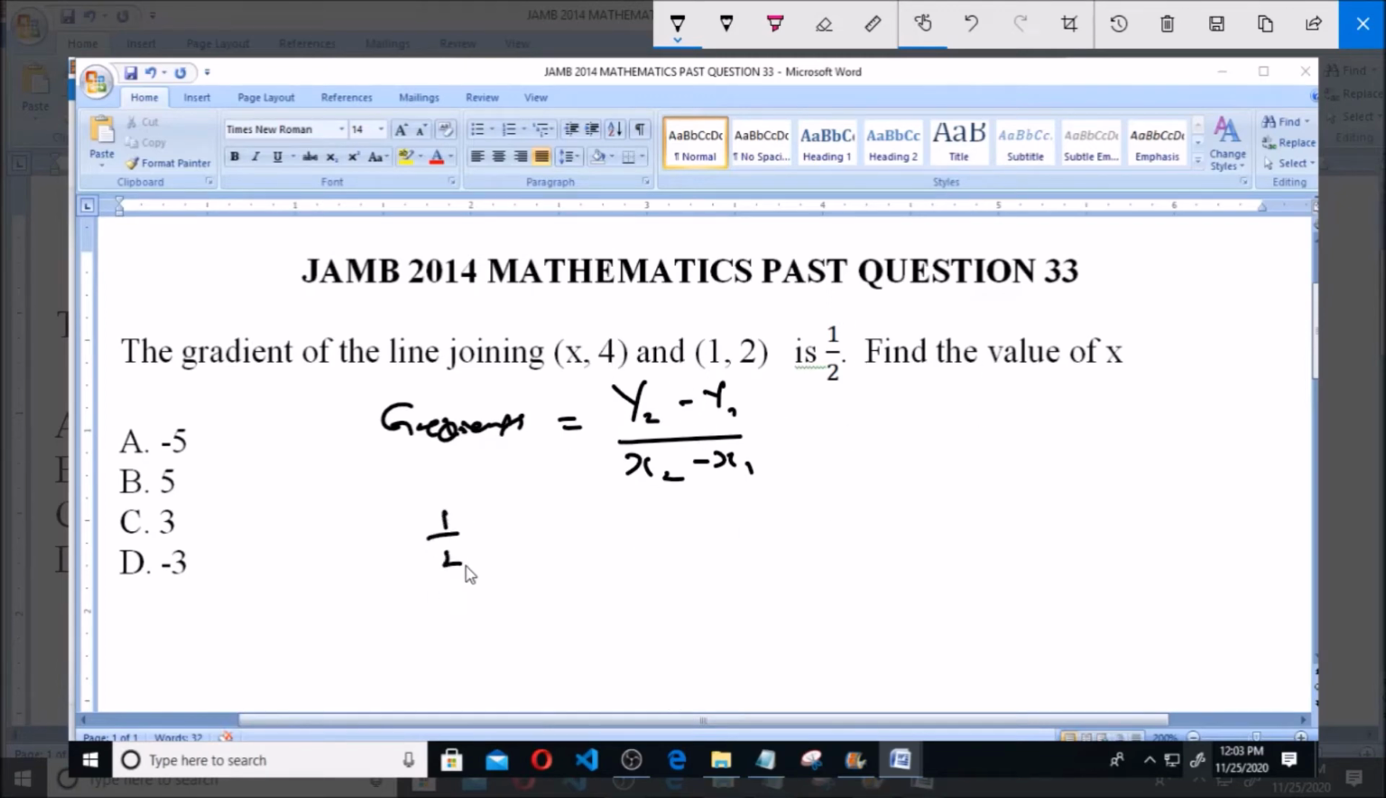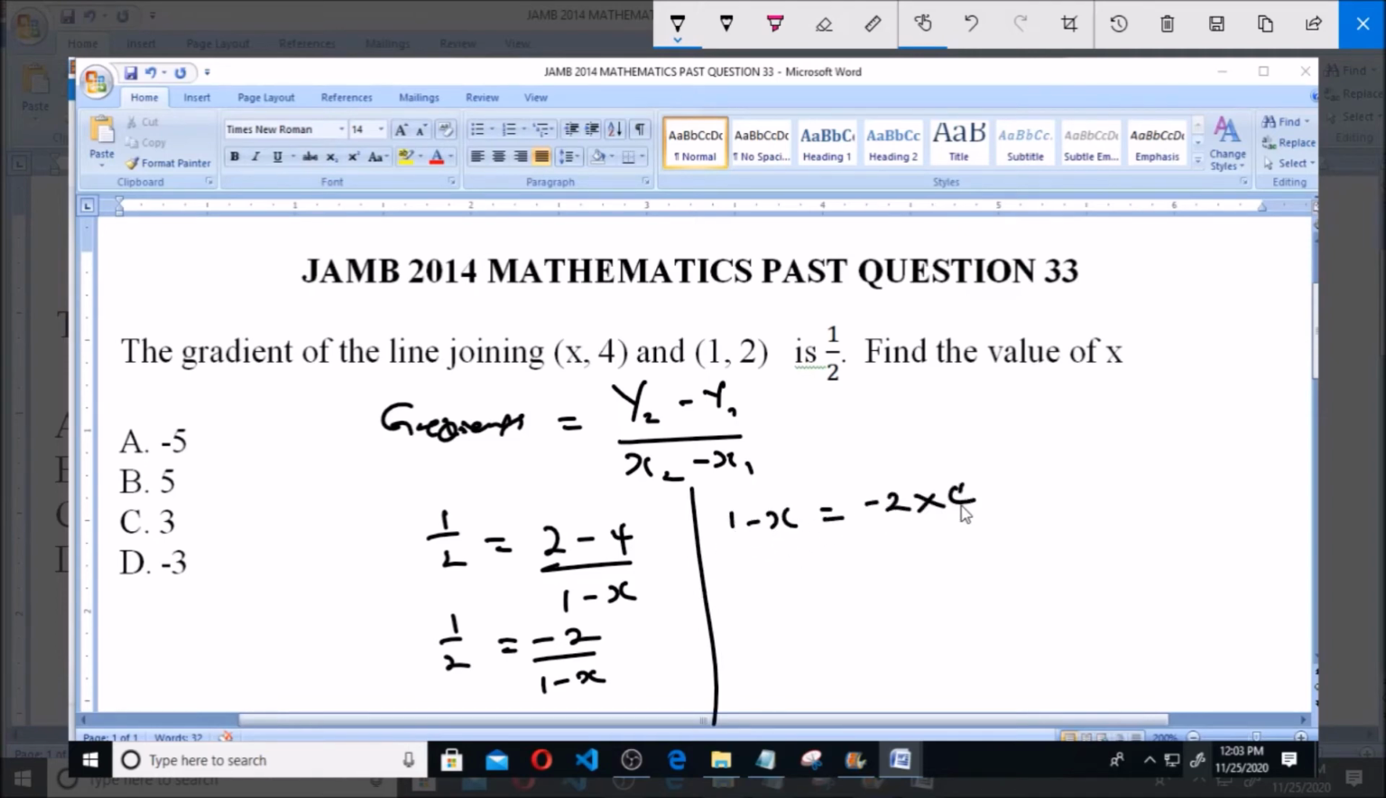So 1 over 2 is equal to y2, which is 2, minus 4 all over x2, 1, minus x. Now from here we have 1 over 2 is equal to minus 2 all over 1 minus x. Now cross multiply. When you cross multiply, we'll have 1 minus x is equal to minus 2 times 2. So 1 minus x is equal to minus 4.